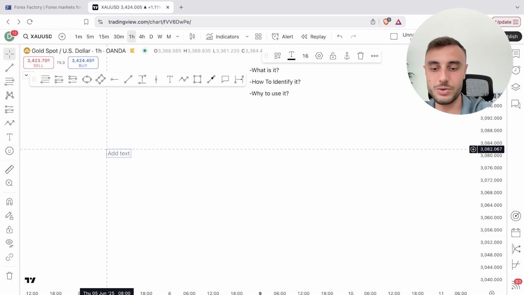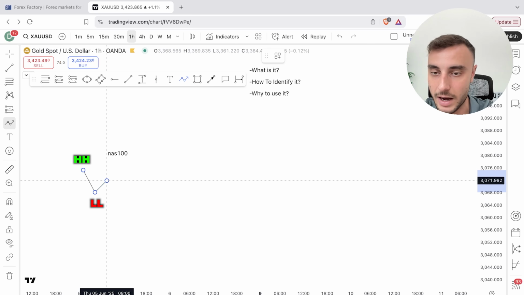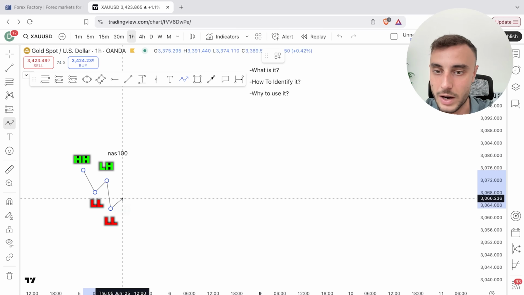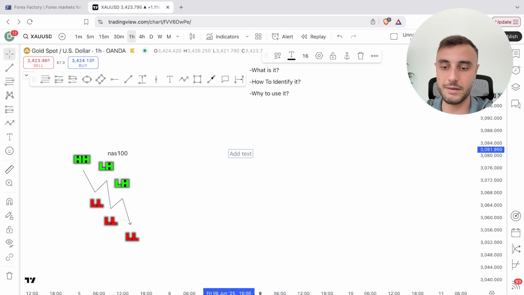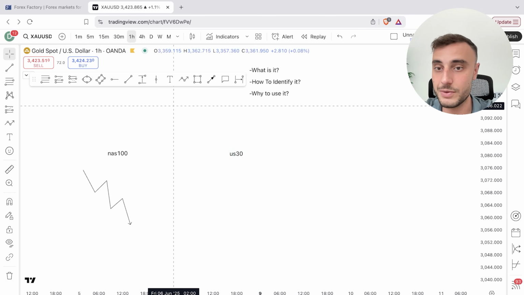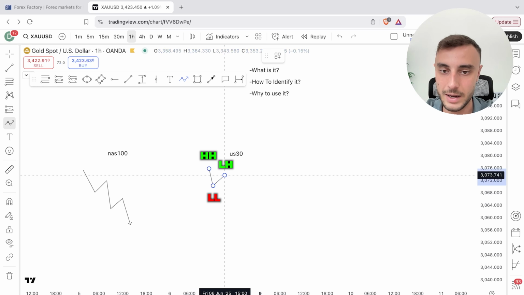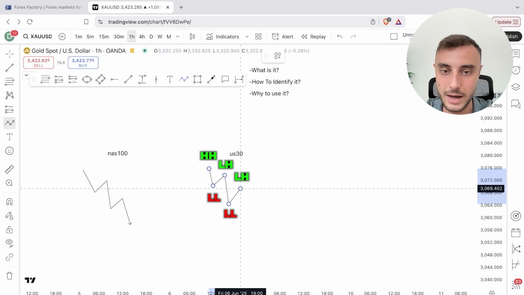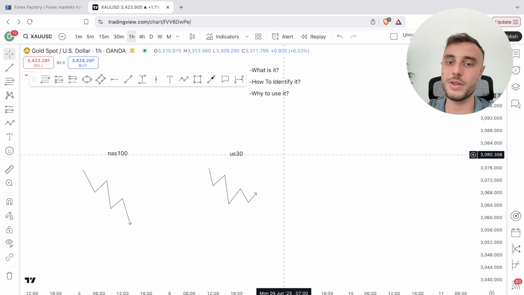This time, let's use Nasdaq and US 30. Okay, so on Nasdaq, let's say we have this price action right here, a lower high, a lower low, a lower high, and then a new lower low. And then on the other hand, we have US 30 that moves like this. Okay, let me show you. We have a lower low, a lower high, a lower low, a lower high, and then price does this. Okay, so now let's spot the difference.